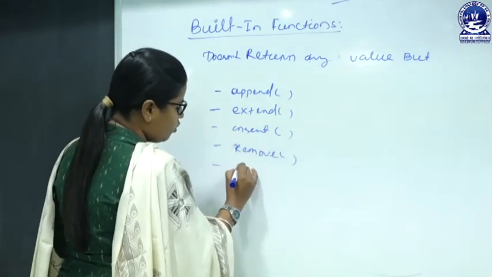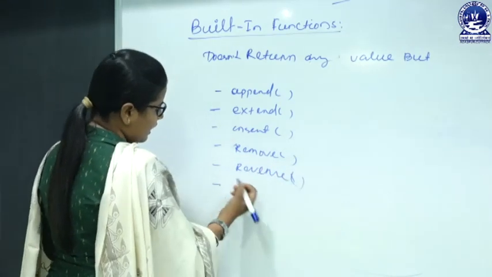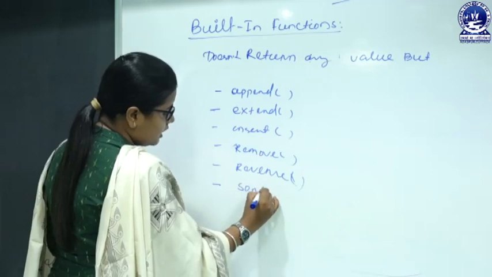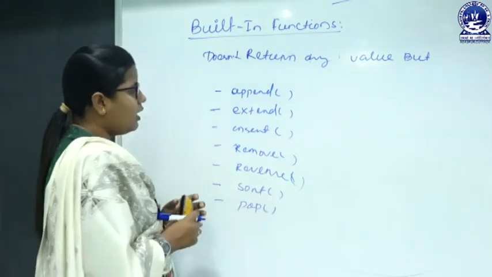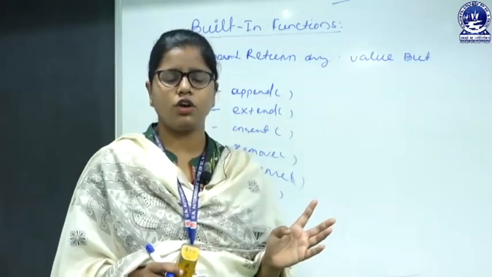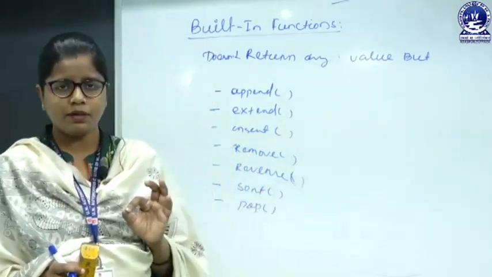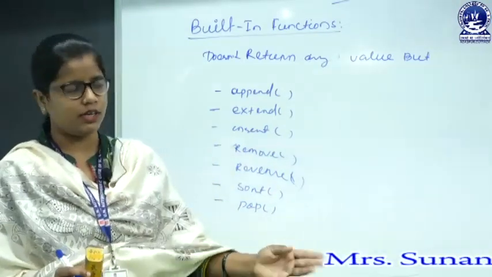Then fifth we will go for reverse, and next we will go for sort, and the last one is pop. So let's see what the append function is. We have already had a discussion on the append function. The append function will insert a single value at the end of the list.